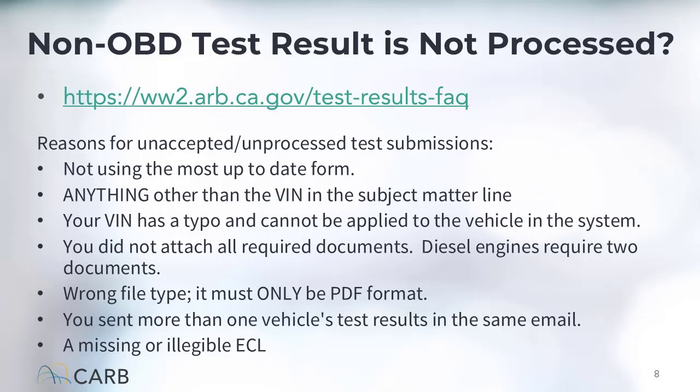All required inspection documents are not attached to the email. Diesel engines require the form as well as a smoke opacity test. The file type of your test attachments is wrong. Only Adobe Acrobat PDF files are acceptable. More than one vehicle test results are included with the email. And finally, the Vehicle Emission Control Label, or ECL, is either missing or illegible.